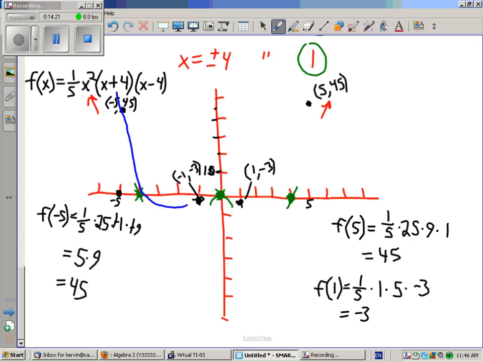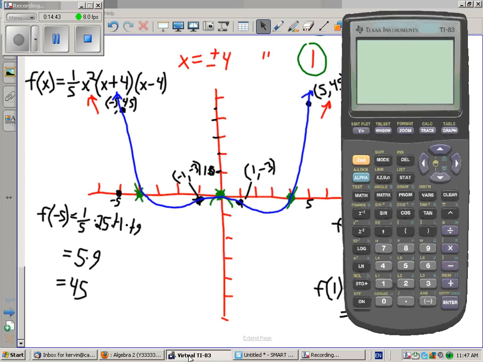Crossing that x-axis there, going through that point after bouncing off the x-axis, and going up and trying to make this as symmetrical as I can. Remember that this is a smooth curve. All polynomials make smooth curves. Well, let's see if we got something that is roughly approximating what we should have.